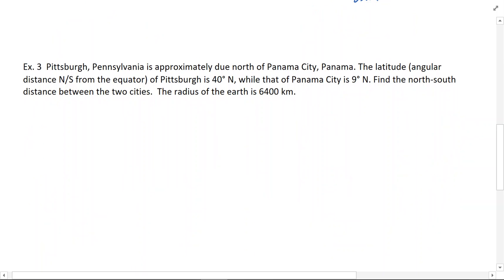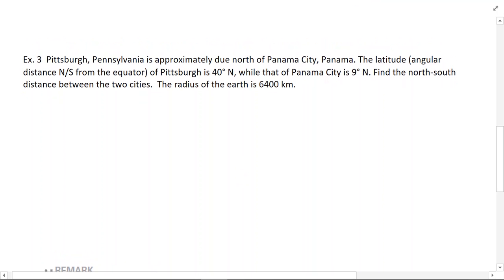Now the last example I want to work within this section is a little bit more applicable. It says Pittsburgh, Pennsylvania is approximately due north of Panama City, Panama. The latitude, or the angular distance north and south of the equator, of Pittsburgh is 40 degrees north, while Panama City is 9 degrees north. We want to find out what that north-south distance is between the two cities, given that the radius of the Earth is 6,400 kilometers.